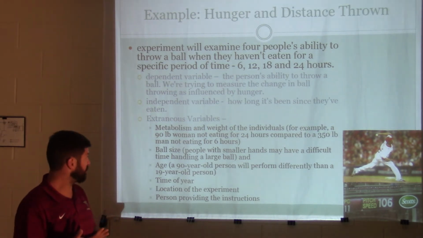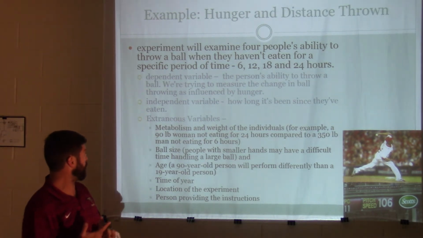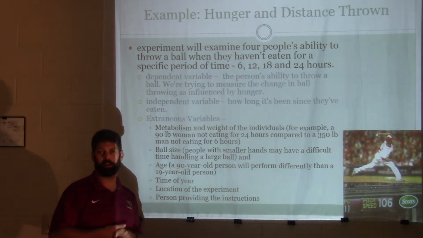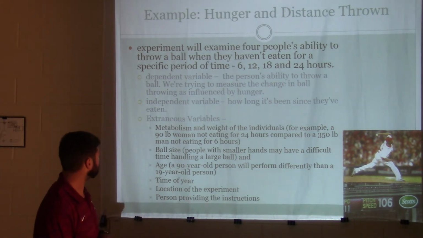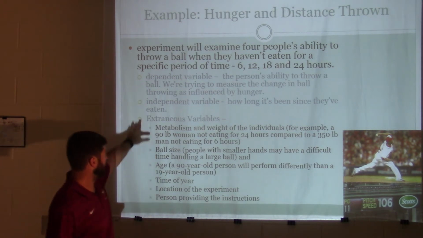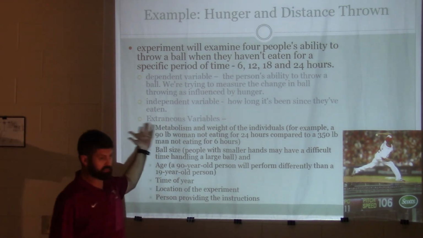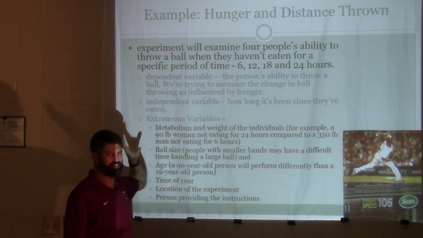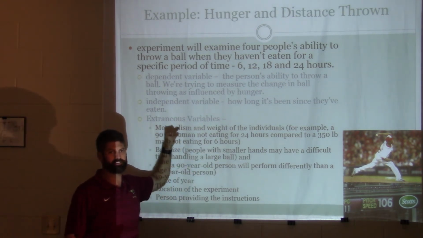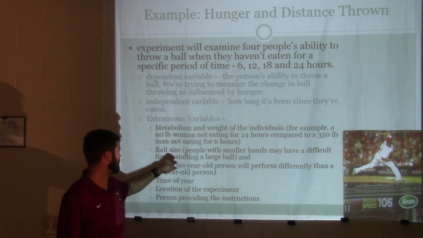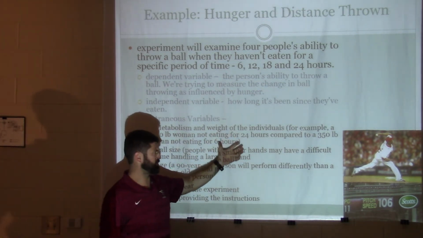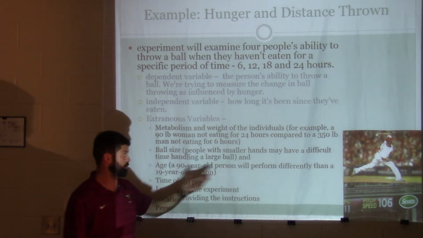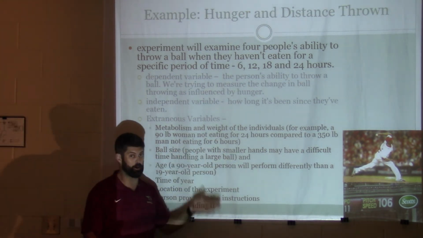The dependent variable here is the person's ability to throw a ball. We want to see if it changes according to how long it's been since they've eaten. The independent variable, how long it's been since they've eaten. That's the thing that we're changing. All right, and then here are some examples of extraneous or confounding variables. Metabolism and weight of the individual. For example, a 90-pound woman not eating for 24 hours compared to a 350-pound man not eating for 6 hours.